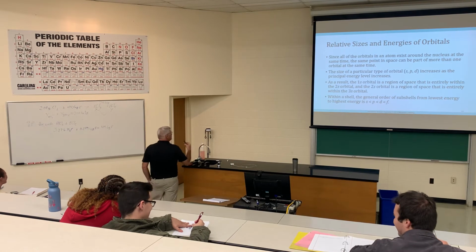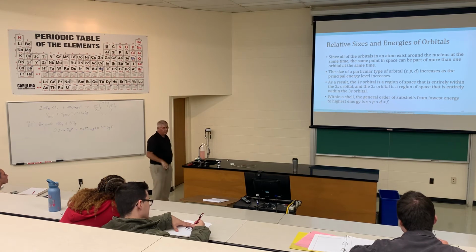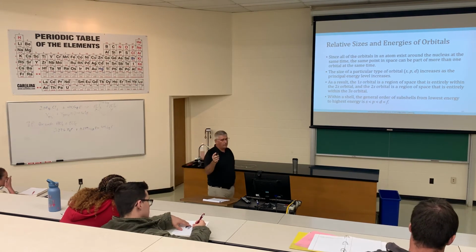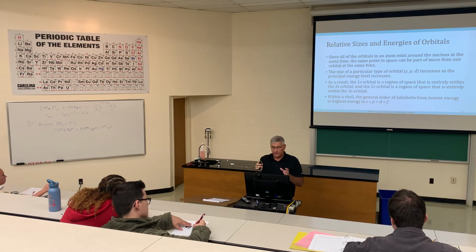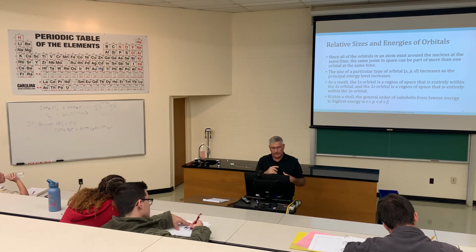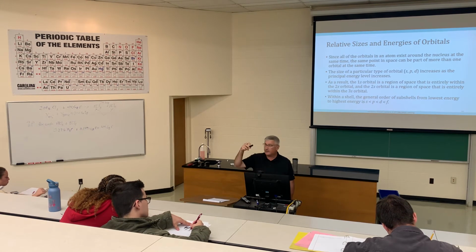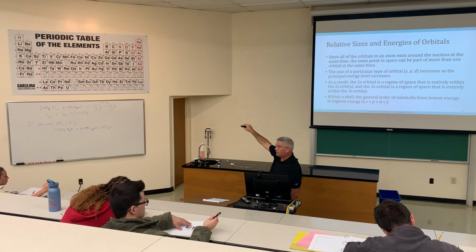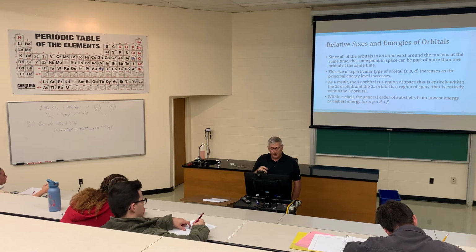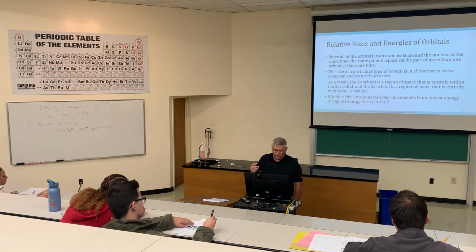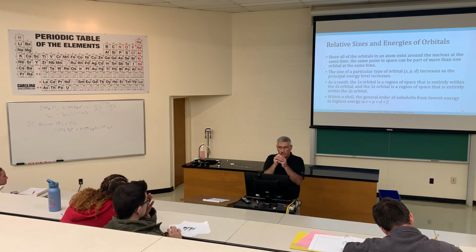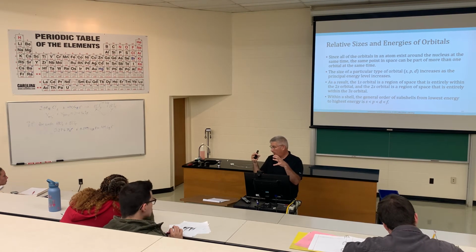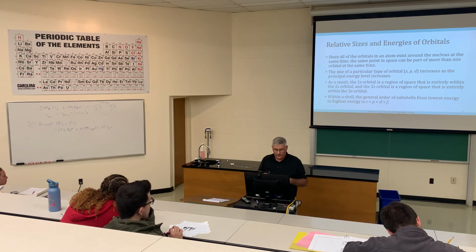Never mind. All right. Relative sizes and energies of orbitals. All orbitals of an atom exist around the nucleus at the same time, in the same space, so there are regions of higher probability and lower probability where we find an electron. The size of a particular orbital increases as we go up in principal energy levels, 1, 2, 3, 4, and so on. The 1s orbital is a region of space that is entirely inside the 2s orbital, and the 2s orbital is entirely inside the 3s orbital. So small ball, bigger ball. You guys with me? As I move up in energy levels.